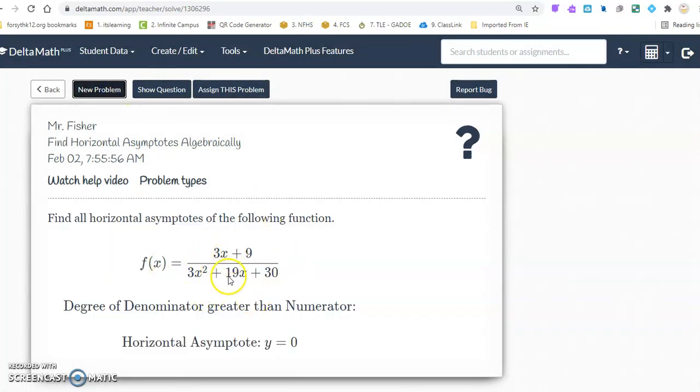Here's one that is bottom heavy. Because the degree is squared in the bottom, it's only to the first in the top, so it's y equals 0. Okay, good enough.